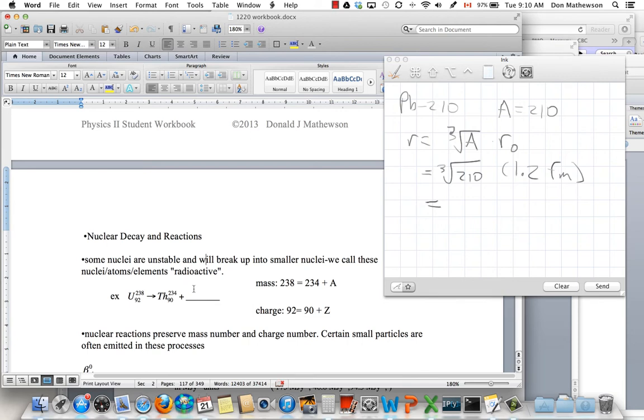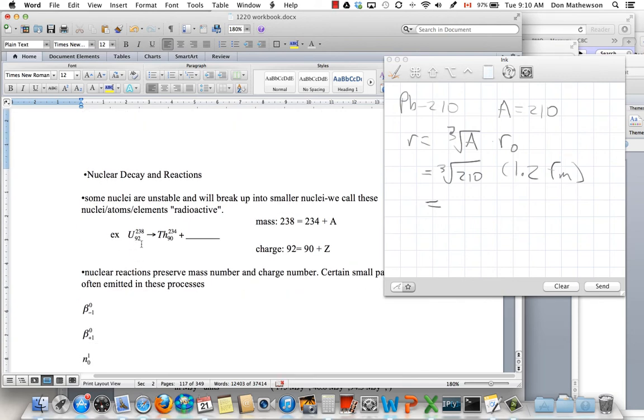Okay, so in this decay we've got uranium-238. Uranium has atomic number 92. It's decaying into thorium-234, and thorium has atomic number 90. There's a couple of conservation principles that apply to these reactions. First of all, mass has to be conserved. So you got 238 nucleons here. You got 234 nucleons there. There's got to be another 4 nucleons there. So that tells you that this particle has to have a mass number of 4.